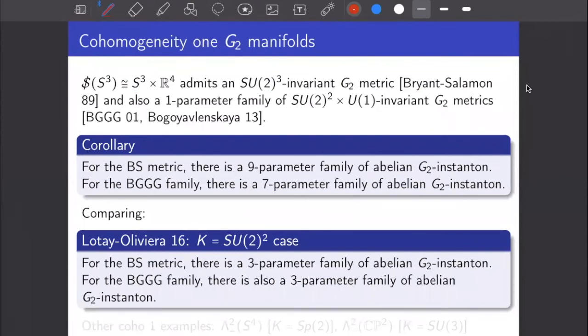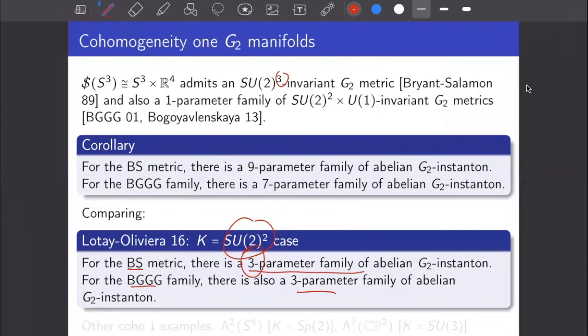And they found that for the Bryant-Salamon space, there's actually a three-parameter family of abelian G2 instantons. And these indeed correspond just to the symmetry, because they were working in the SU(2)^2 case, whereas the Bryant-Salamon metric has an extra SU(2) symmetry. This difference, this extra parameter family, was exactly coming from this extra SU(2) symmetry. So all the abelian instantons that they found in the SU(2)^2 setting in fact were coming from the extra SU(2) symmetry. Whereas for the BGGG family, they showed that there's also a three-parameter family of abelian instantons.